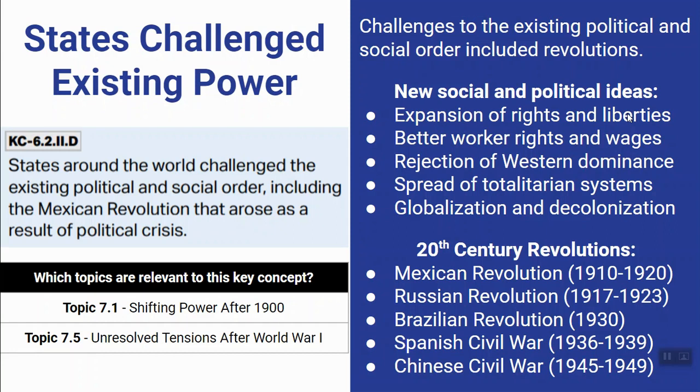Specific 20th century revolutions you should know about are the Mexican Revolution, the Russian Revolution, the Brazilian Revolution, the Spanish Civil War, which led to a period of totalitarianism that lasted until the 1970s, and the Chinese Civil War, which led to the People's Republic of China, which is still the government of China. Specific topics that are relevant to this key concept are 7.1 and 7.5.